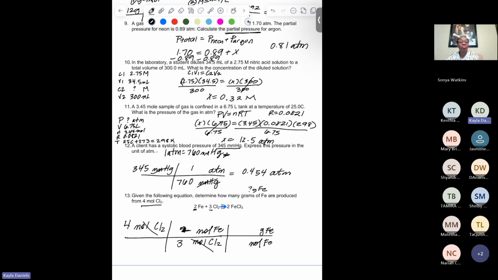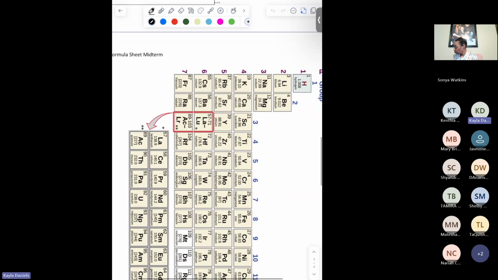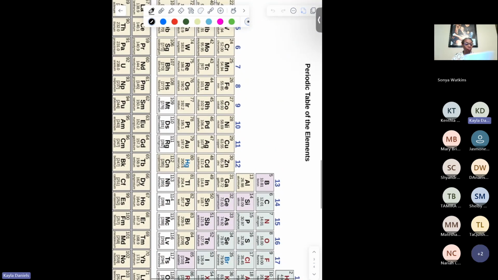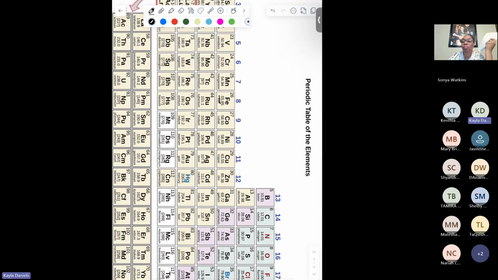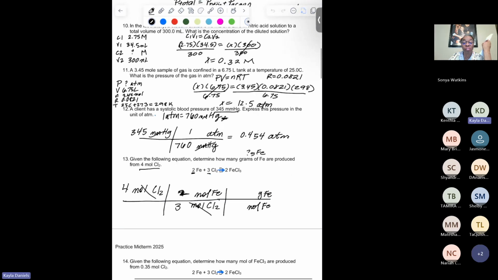Now I need the molar mass. This isn't the molar mass of a compound, it's just iron, so you can just go to the periodic table. Iron, Fe, where are you? Here we are, 55.85. So 55.85 grams per 1 mole.